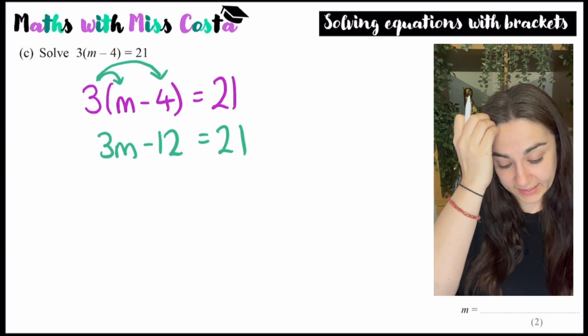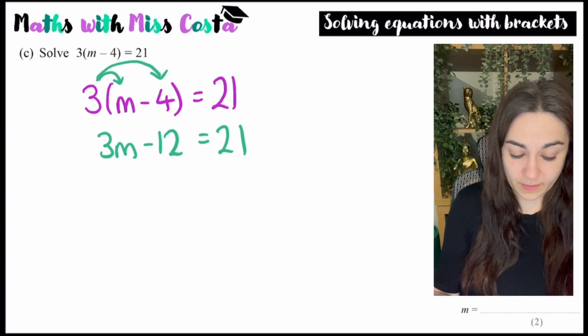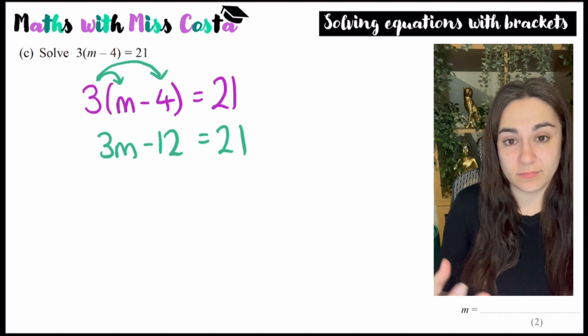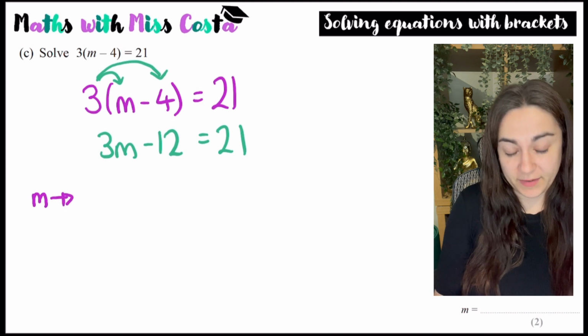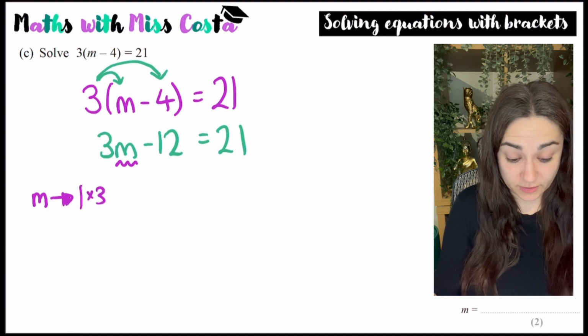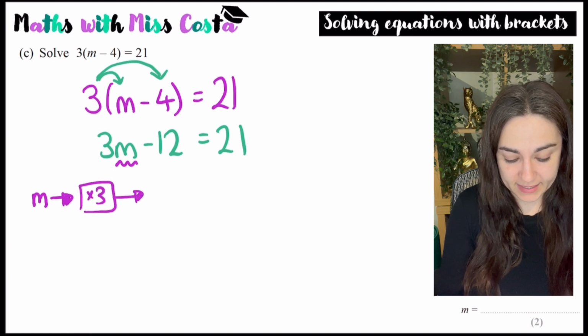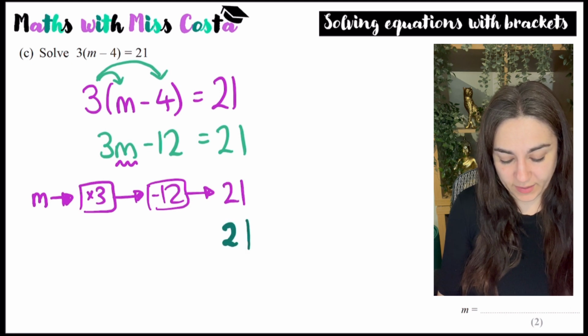Then I want to solve this equation. So there are lots of ways that you can do this. The balancing way is just the easiest, but if you need to, you can always think of it as a function machine. So the way we do a function machine is we think to ourselves, okay, m is going into the function machine. What's the first thing that happens to it? It's being multiplied by 3, and then you're subtracting 12, and what comes out is 21.